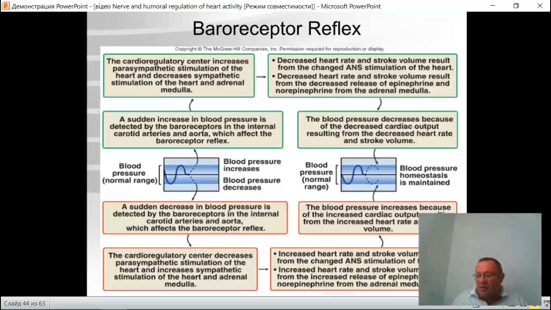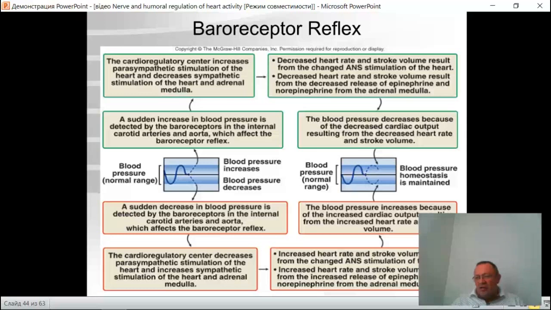The lower part of the table shows the condition when blood pressure decreases. Here you can see a sudden decrease in blood pressure is detected by the baroreceptors in the internal carotid arteries and aorta, and starts the baroreceptor reflex.